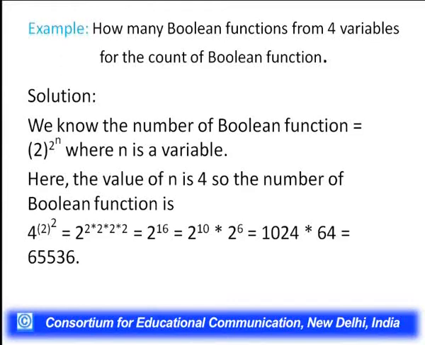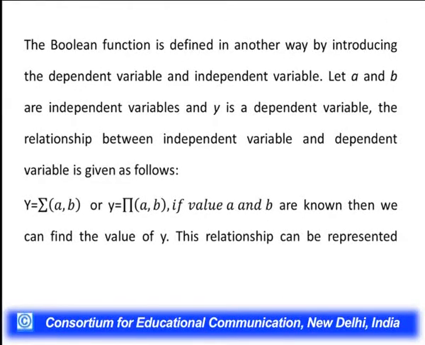to the power 16. So 2 to the power 16 can be written as 2 to the power 10 into 2 to the power 6, because the bases are the same, so 10 plus 6 is equal to 16. We know 2 to the power 10 is equal to 1024 and 2 to the power 6 is equal to 64. So 1024 multiplied by 64 is equal to 65536. The Boolean function is defined in another way by introducing the dependent variable and independent variable.